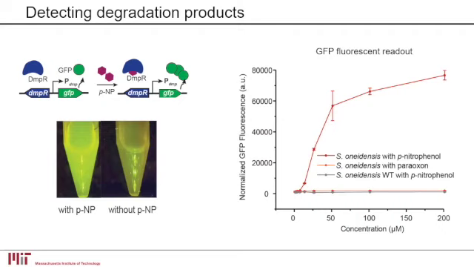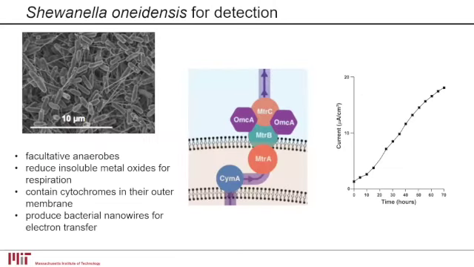And as you can see here, we get very high specificity with this transcription factor. If we have the cells we're looking at with PNP, which is the degradation product, we see significant turn on. This is just fluorescence on the y-axis. If we have the starting material, paraoxon, we see no response, which means it's responding specifically to the degradation product. And if we don't have cells that have this specific plasmid in them, we don't see a response either. So we know that our genetic response is very specific.